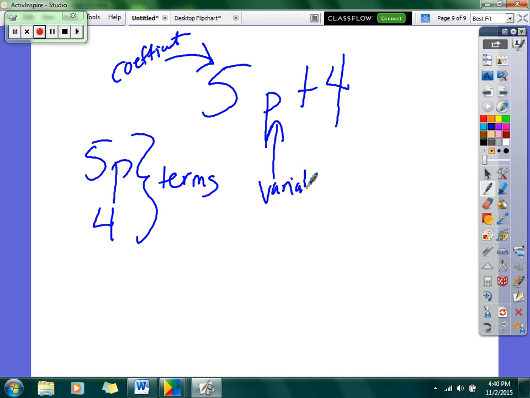This can change. And 4 is known as a constant. 4 is never going to change. 4 is always going to be equal to 4. Okay? So let's look at the first example now that we looked at those vocabulary words.